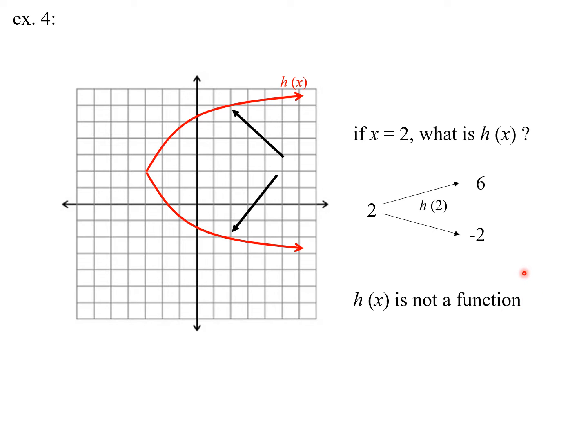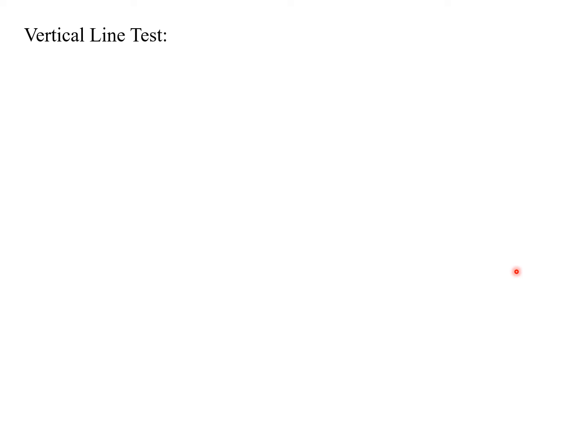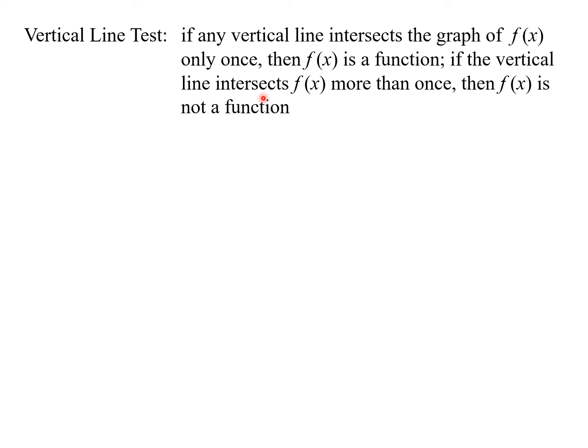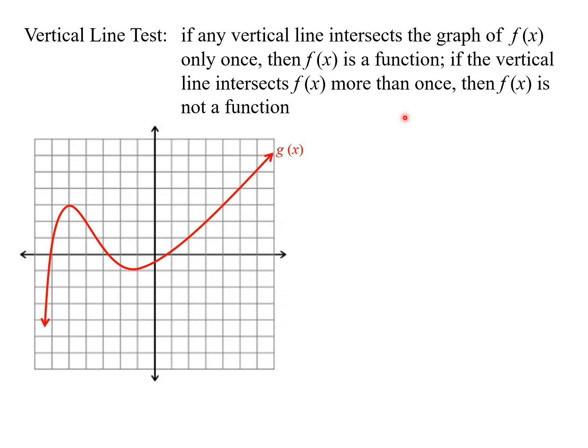And to make this simple, we have what's called the vertical line test, which says if any vertical line intersects the graph of f of x only once, then it is a function. If the line intersects f of x more than once, then f of x is not a function. Looking at our earlier example, if you move a vertical line anywhere on this graph, it's only going to intersect g of x once. So therefore, g of x is a function.